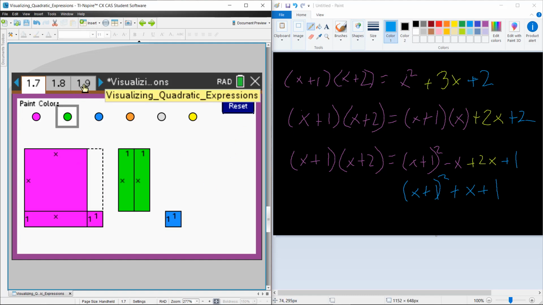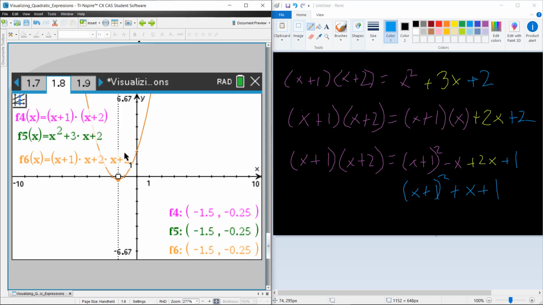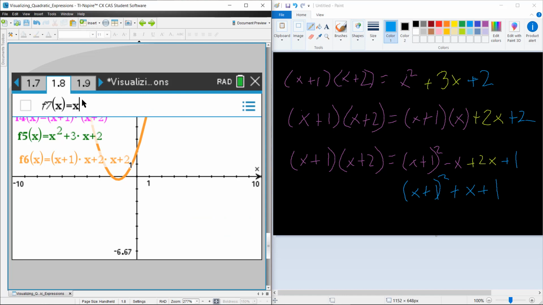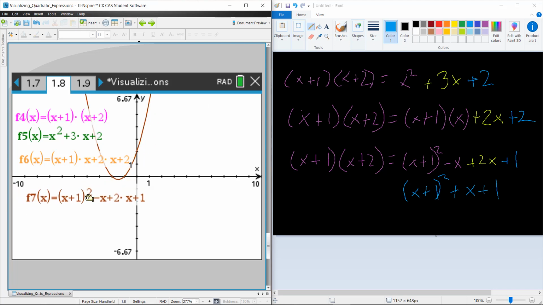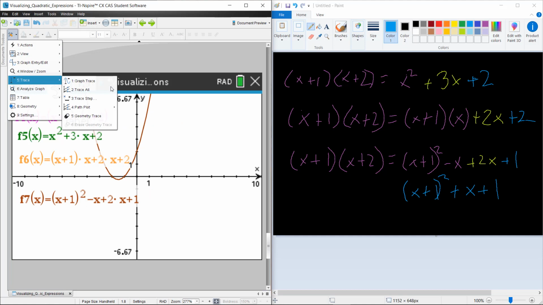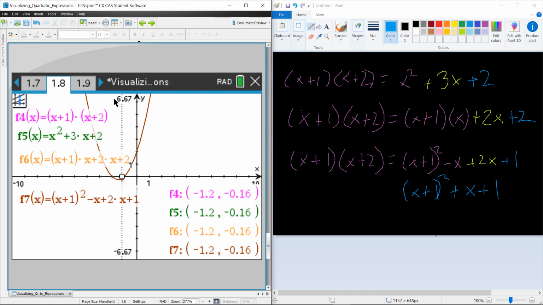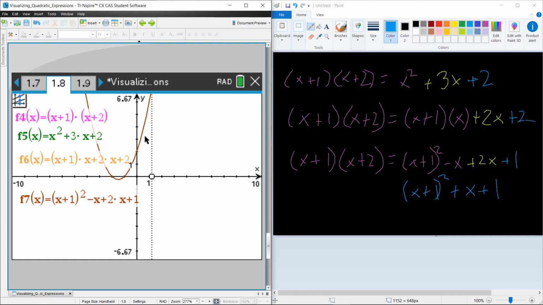So let's plot those and see what we come up with on our graph screen. We're going to just plop one more expression in here. So I'm going to say quantity x plus 1 squared minus x plus 2x plus 1, and see that that one also lands on the exact same space as all of the others, as we did before. So just one more way to verify and check that the expressions that we're making do in fact connect to the graphical expression that we get.